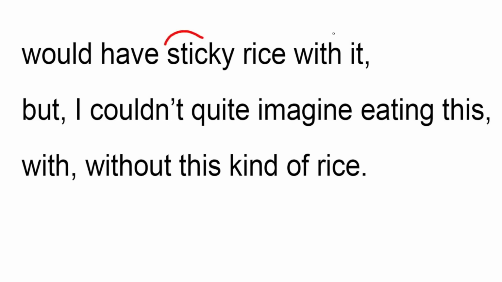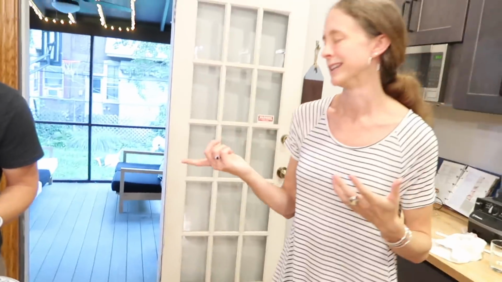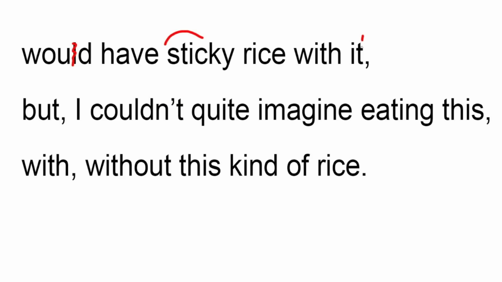Would have sticky rice with it. So stick, the most stressed syllable there. Again, there's no L sound in the word would. Would have sticky rice with it. A stop T at the end of it. So we stop the air in our throat. It. And this abrupt end signifies the T.